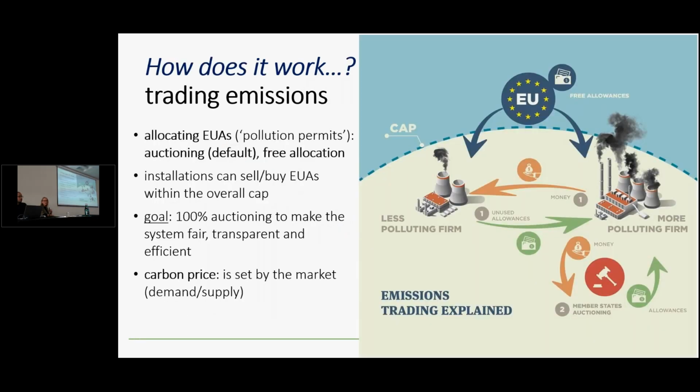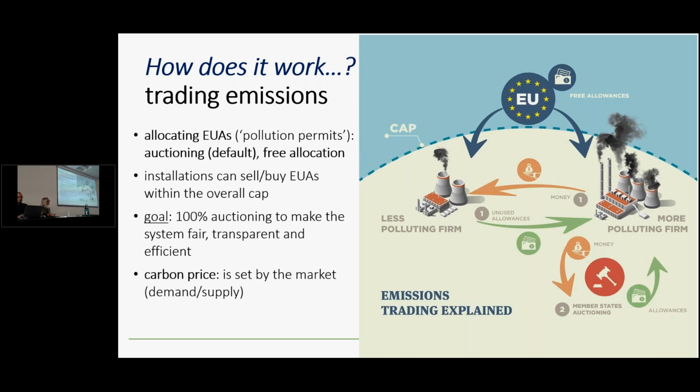But how does the trading work? Again, we try to put this into this little graph, and I must admit that I also had to look at it intensely to understand it. The first step is it's a market. So it's a market on which pollution permits are being traded. That's the first thing that's important. Here we have the cap, so we have this overall limit put on how much can be emitted. And within this limit, you have installations, some more, some less polluting, who can then trade their emission allowances with one another.